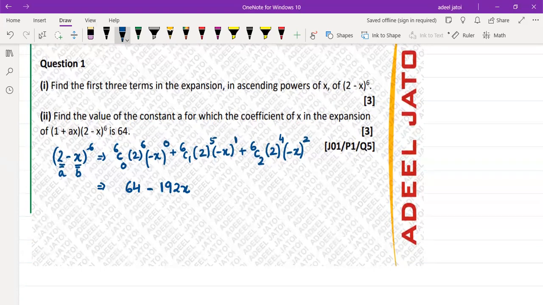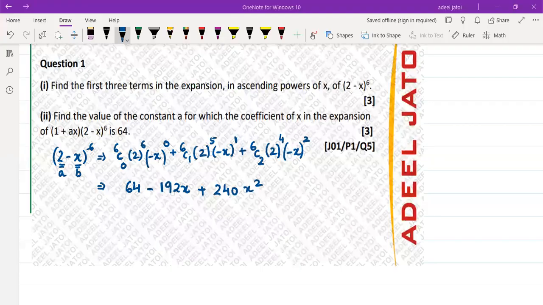Then you have 6C2. What is 6C2? 15. And 2 to the power 4 is 16. 15 into 16 is 240. And obviously minus x square will become x square. So your third term is x square in this. So the answer for part 1 is 64 minus 192x plus 240x square.